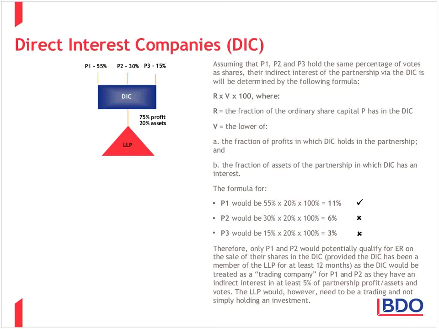Now that P1's through the ER gateway, providing the LLP is carrying on a trade and is not simply holding assets as investments, P1 should be entitled to ER on the sale of her shares, provided that the other conditions are met. As P3's indirect holding is less than 5%, his holding in the direct interest company would not get through the ER gateway, and therefore the LLP's trade would not be imputed into the direct interest company. Of course, if P3 was a partner in the LLP in his own right, such that when aggregating his direct and indirect interest, he satisfied the 5% threshold, then that would get through the ER gateway.